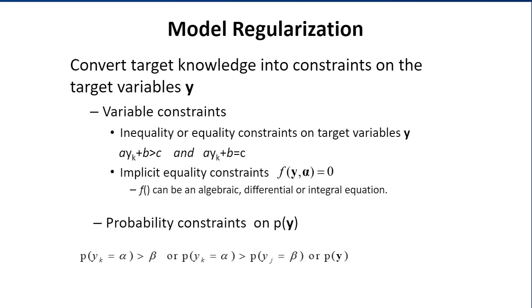And besides, we can also have probabilistic constraints on the target variable. Besides the deterministic constraint, we can also have probabilistic constraints. For example, this is a probabilistic constraint on a single target variable, and this is a probabilistic constraint on the relationship between two target variables. And we may even have a joint probability distribution on all the target variables. So basically, here we try to show you that we are able to convert the target knowledge into constraints. It can be deterministic constraints, probabilistic constraints, equality constraints, or inequality constraints, and it can be explicit constraints or implicit constraints on the target variable.